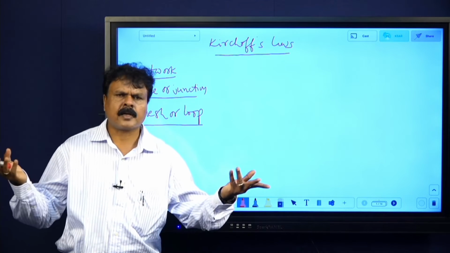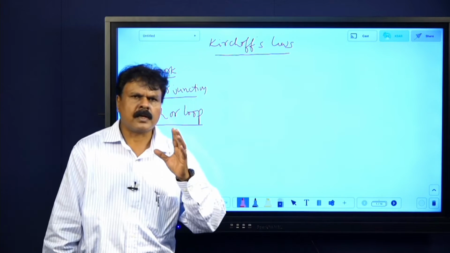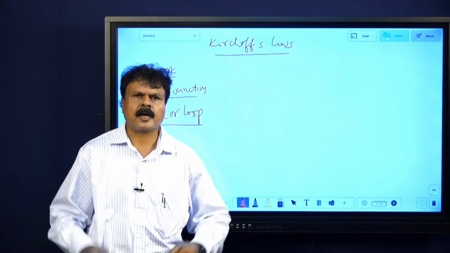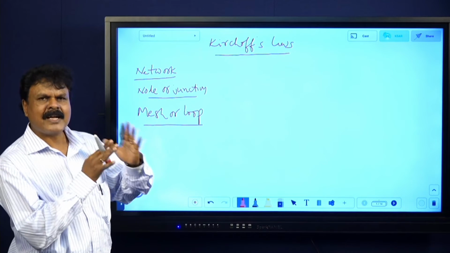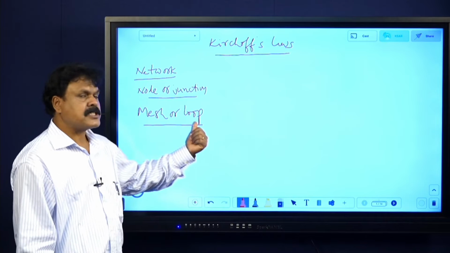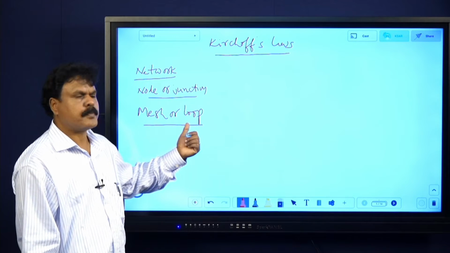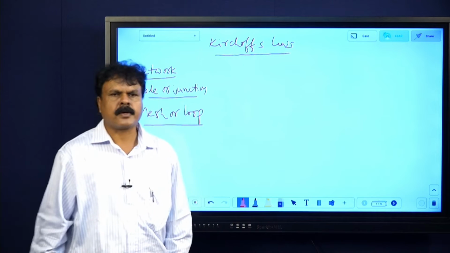If they ask what is an electrical network, you can say an electrical network is one in which electrical components are connected in a complicated manner. Node or junction: it is a point in an electrical network where two or more conductors meet. Mesh or loop: what does mesh or loop mean? This is a closed path of a circuit.